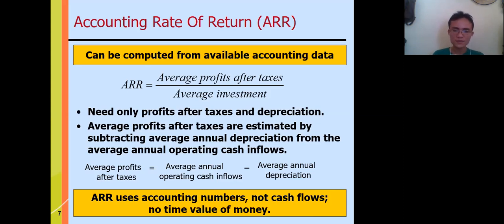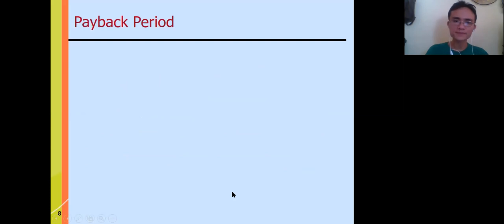So for this one, the numbers are in accounting, and they are not cash flows, meaning the cash flows are not considered here. You can just notice here the numerator is profits after taxes, and it does not make use of interest rate. So the interest rate is on the time value of money.